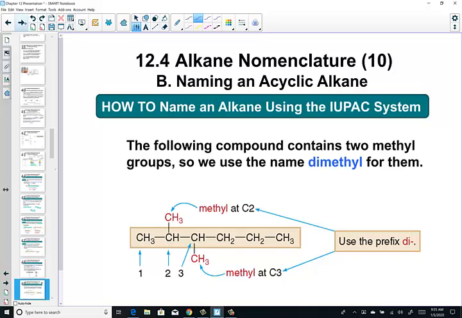The following compounds contain 2 methyl groups, so we use the name dimethyl to locate them, just as an example of that previous slide. Locating carbon 3 is a methyl. Locating on carbon 2 is a methyl. So I'm going to tell you at carbon 2 and 3 are methyl groups. We hear that 2,3 dash dimethyl, and of course the parent chain is 6 carbons long, so we hear hexane. All one word, 2,3 dimethylhexane.